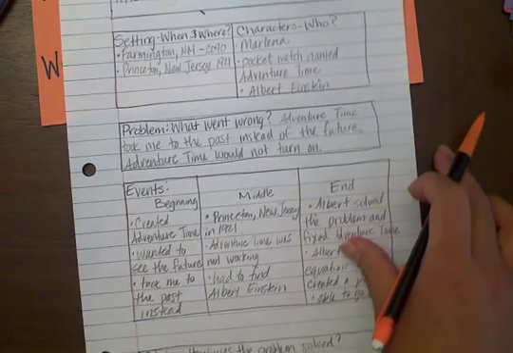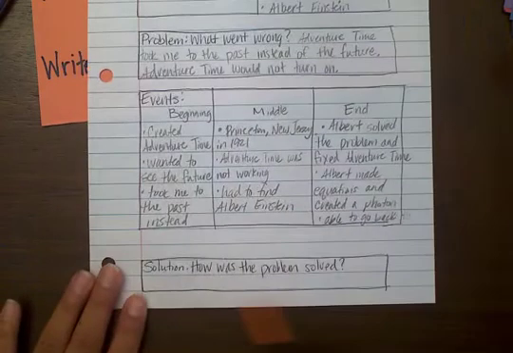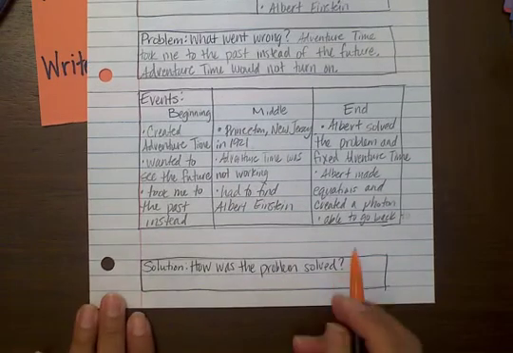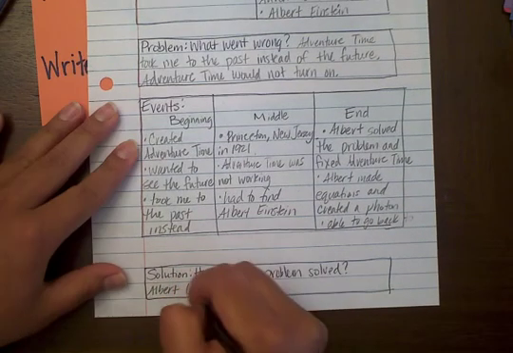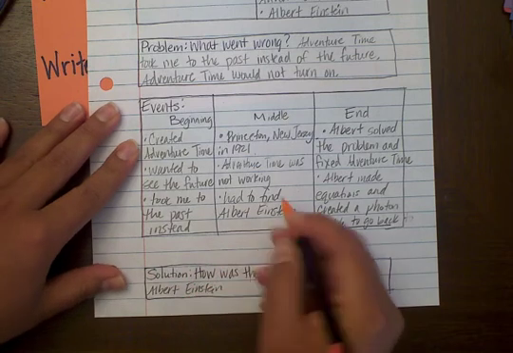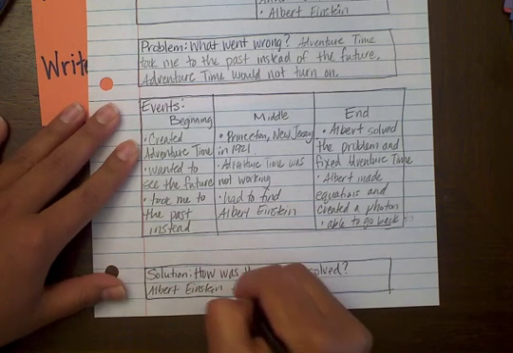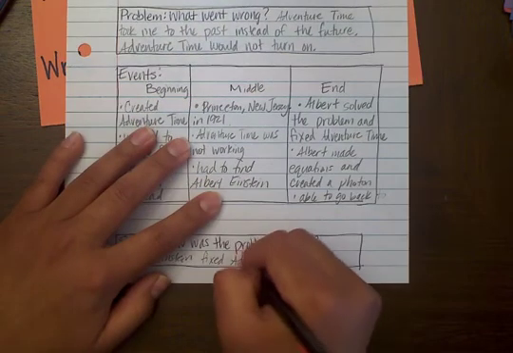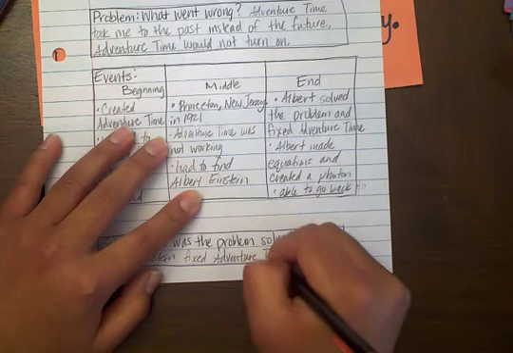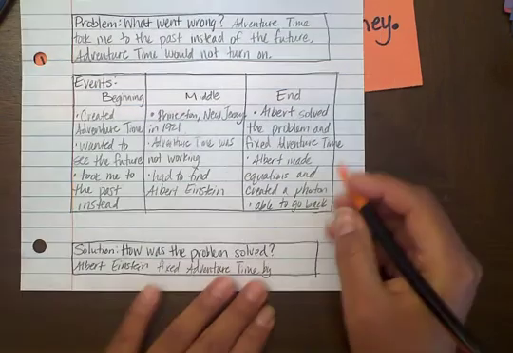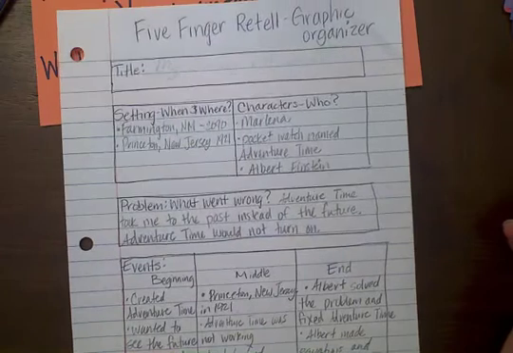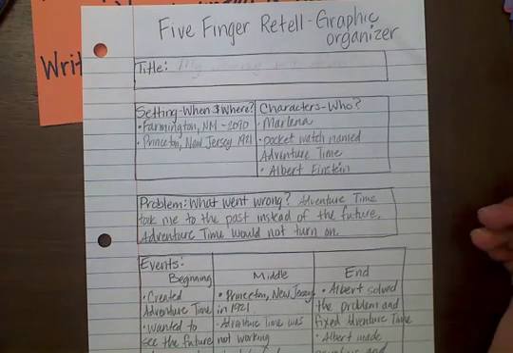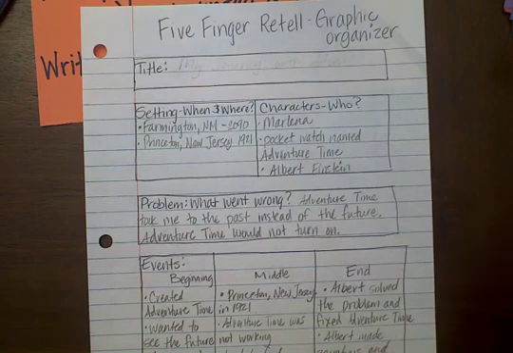Okay. So here's the solution. How was the problem solved? And I'm just going to again put Albert Einstein fix Adventure Time by using a photon. Okay, so I kind of have an idea. Again, you can always go back and add things if you'd like, but this is just what I came up with for my prompt.